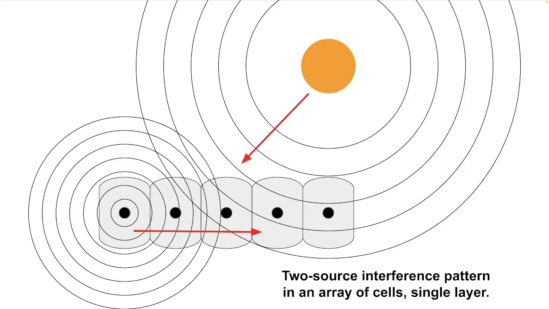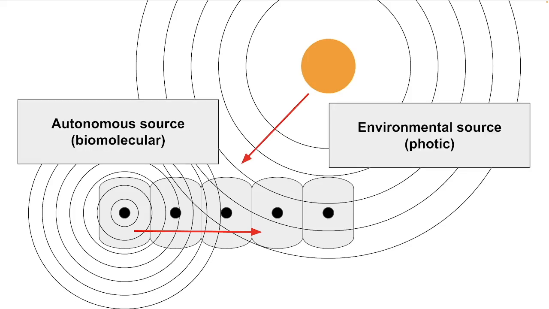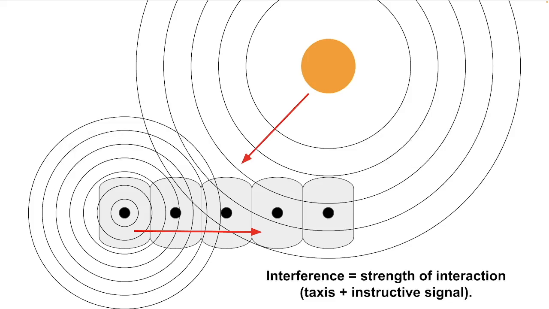interactive morphogenesis type effect. And so this is a two-source interference pattern in a single layer of cells, an array of cells, where you have two sources, an environmental source and a genetic source, and they're interacting. So we have this autonomous source, which is biomolecular, and we have this environmental source, which is photic, and they interact and interfere in this zone. And then the zone is where you can have the effects of both that may be amplified. So the interference equals the strength of the interaction.